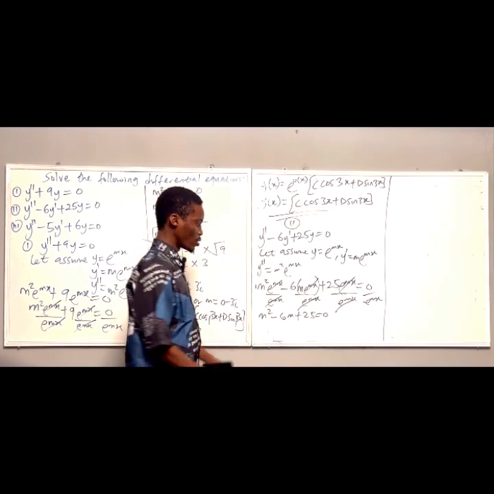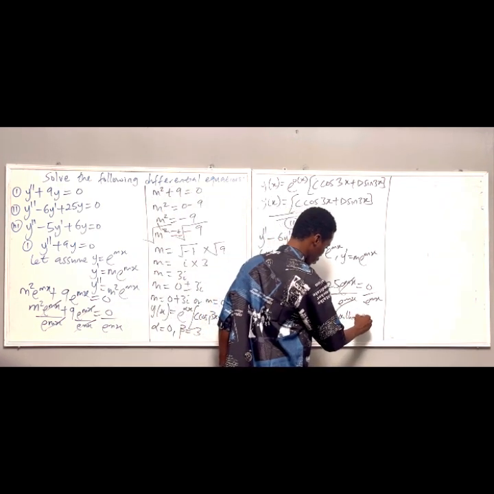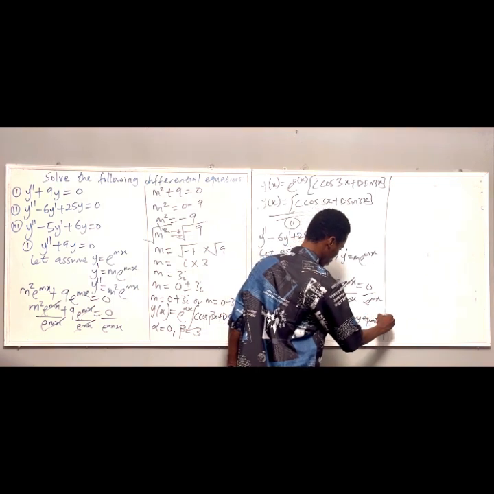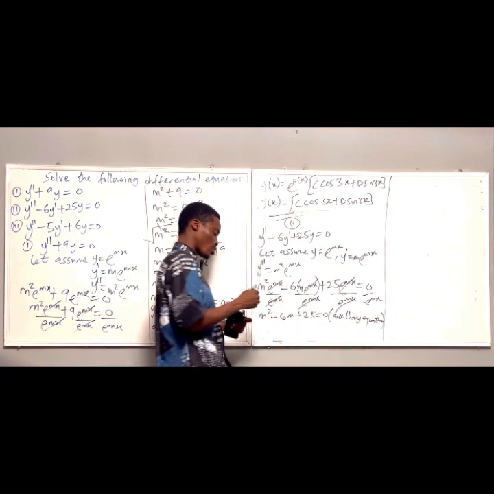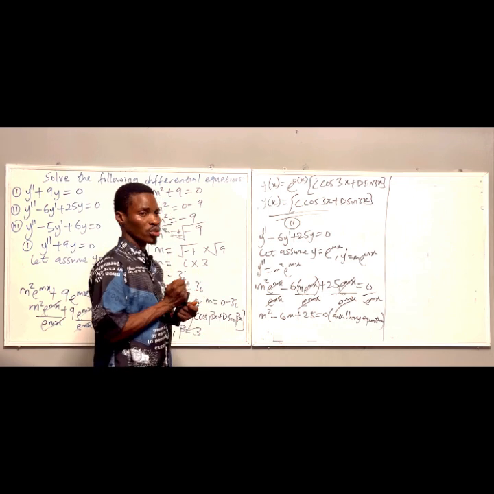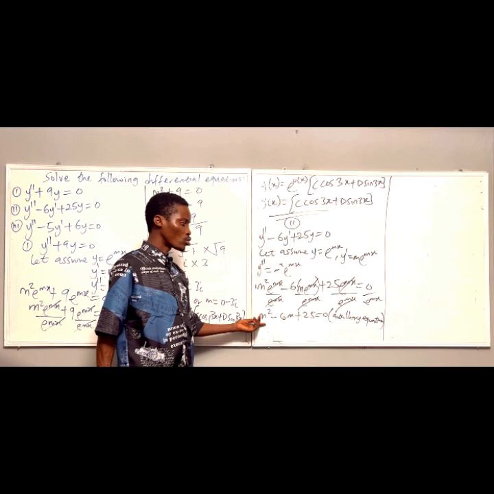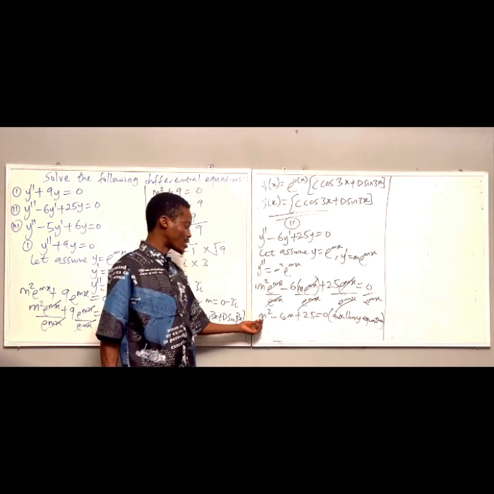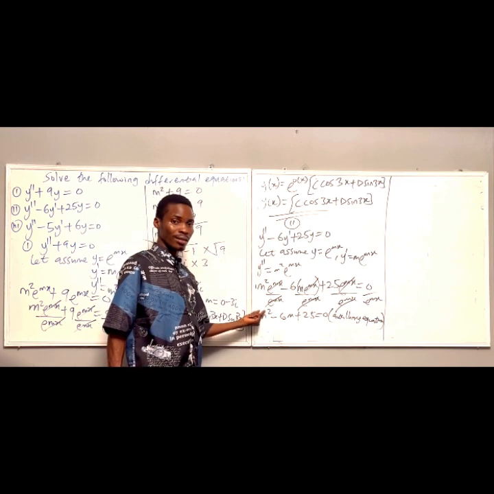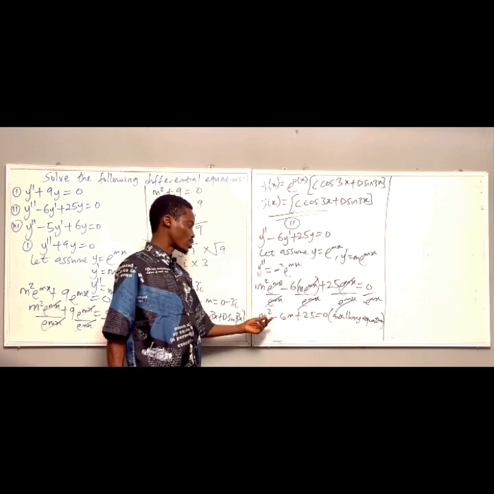You can see that this is an auxiliary equation. When we talk about an auxiliary equation, that is an equation that we can apply a formula to, to solve, so we can get the value for m. You can see that this is a quadratic equation, that is, the power is what? 2. It's a quadratic equation.